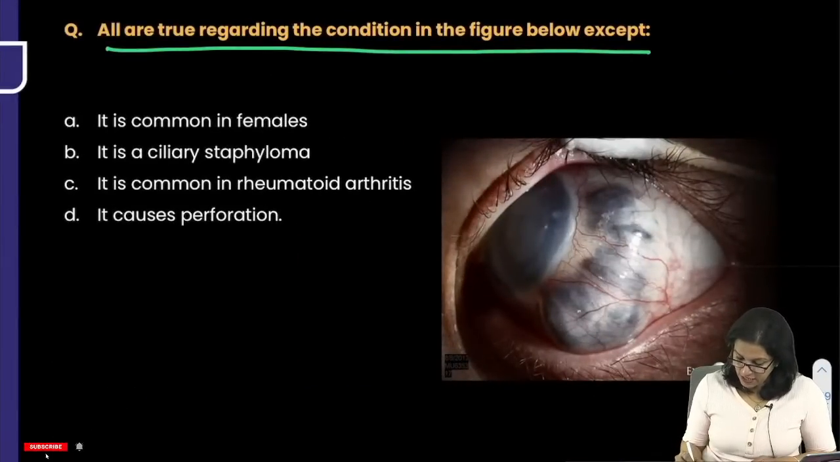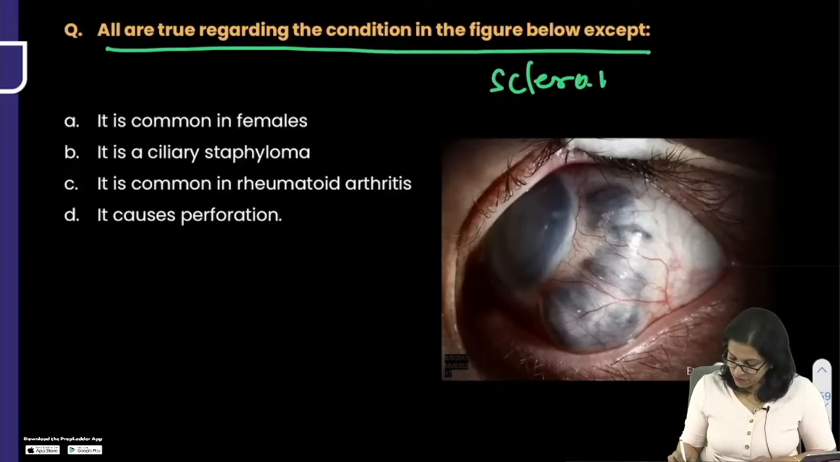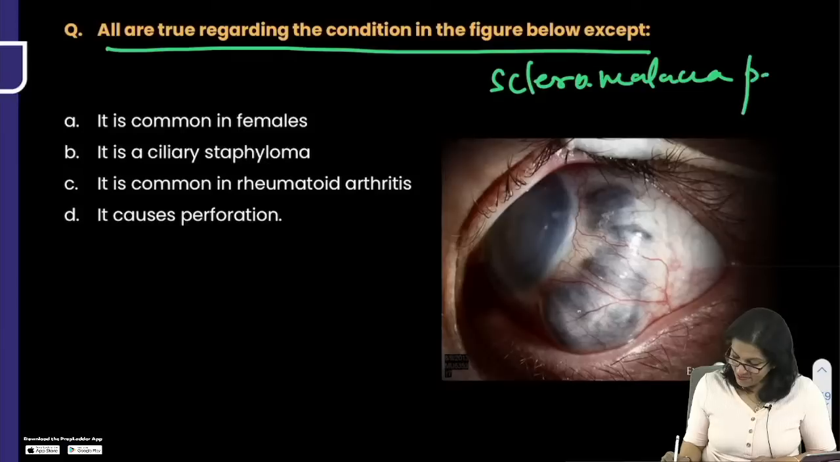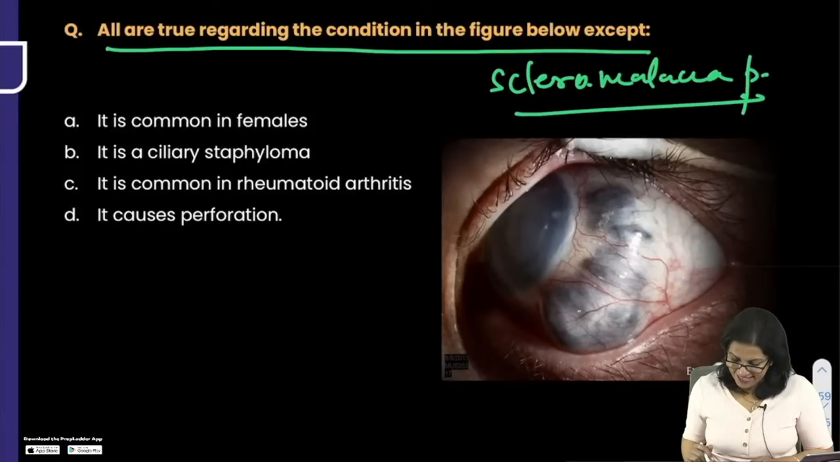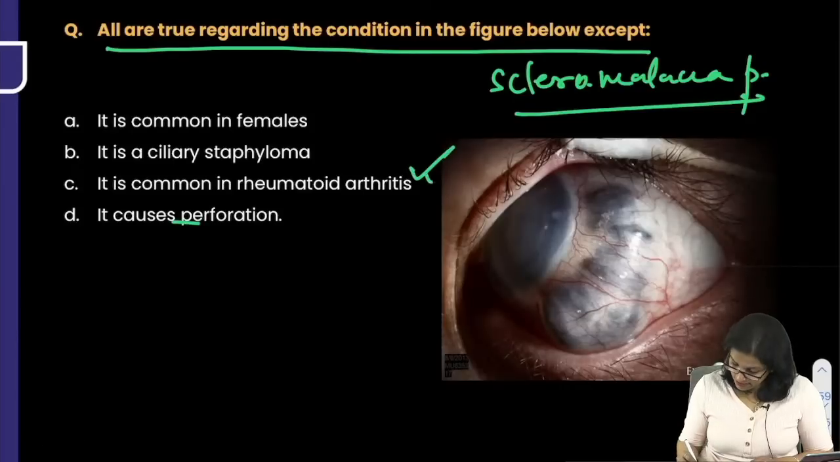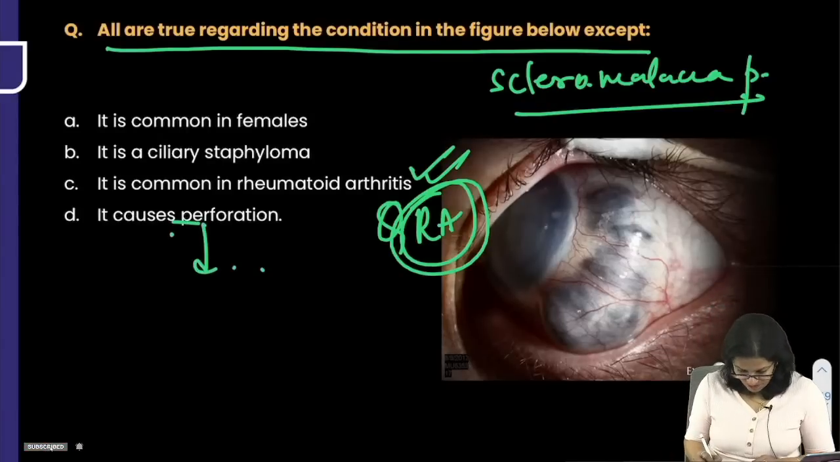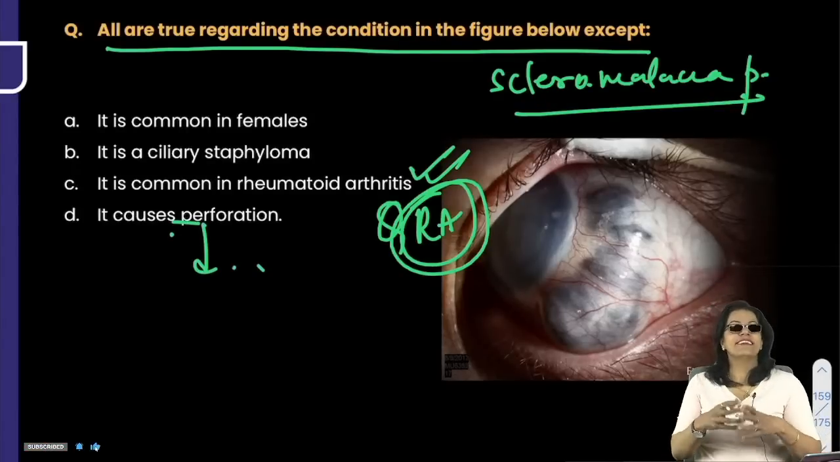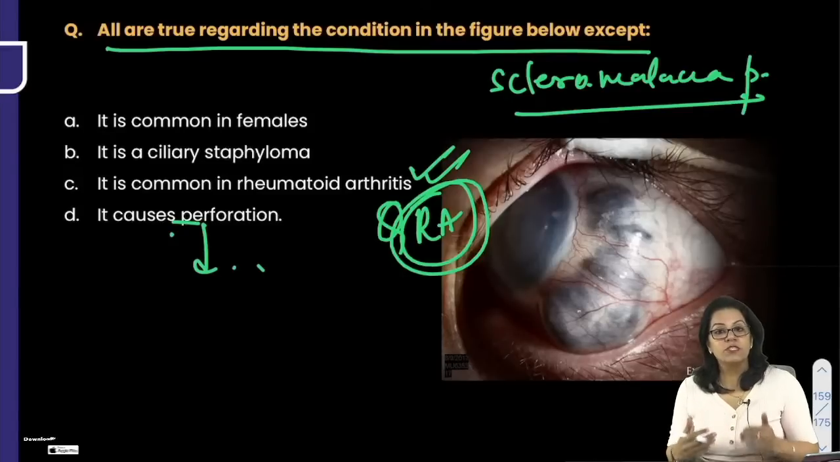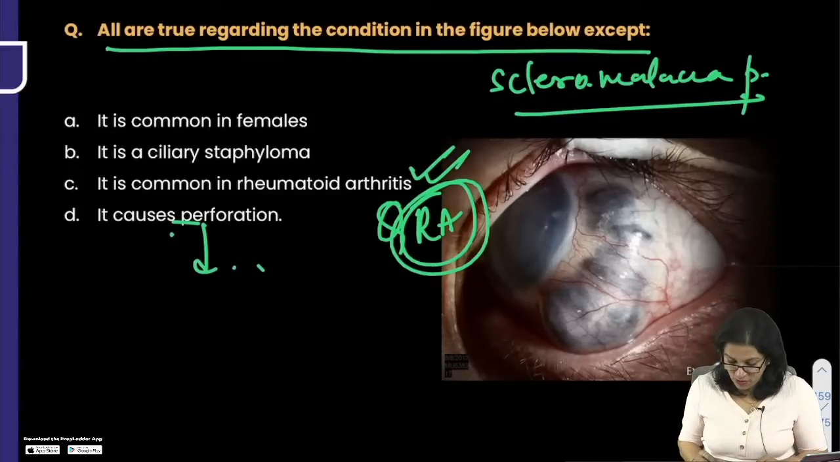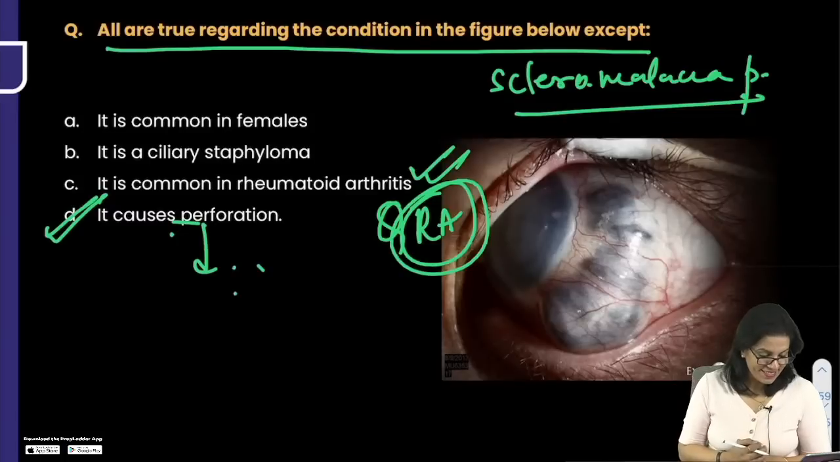So all are true regarding the condition in the figure except. Which is the wrong statement? Now can you answer me? It is common in females, correct. It is a ciliary staphyloma, correct. It is common in rheumatoid arthritis, yes, and it's an important question. Remember, it is generally seen in patients with rheumatoid arthritis. It causes perforation, no. It looks like it will perforate, but it doesn't perforate. It is only when the intraocular pressure is high that it may perforate. So this will be the wrong statement.